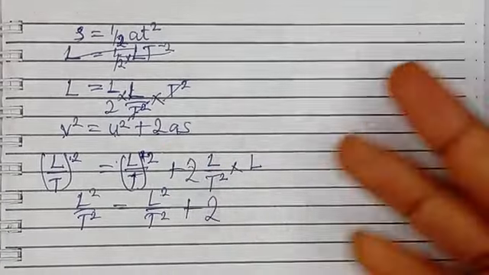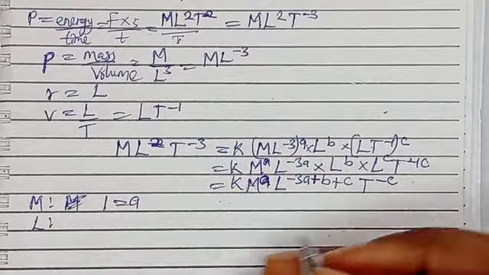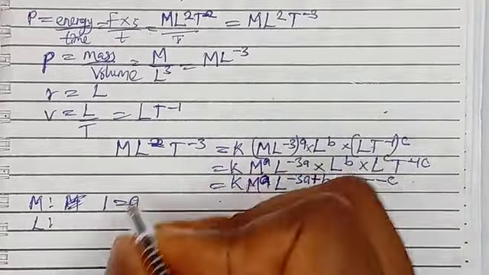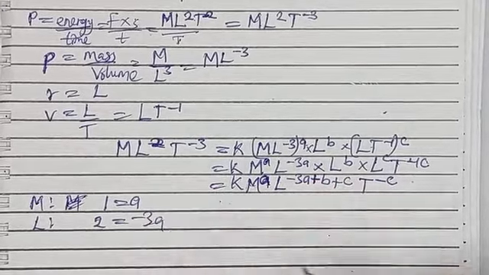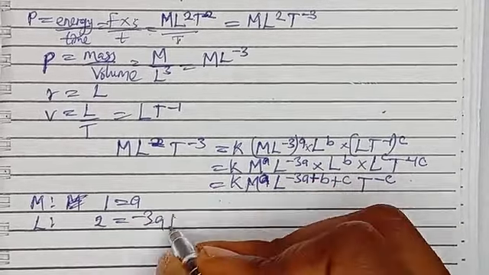Good. So comparing the powers of the length, we have that on this side, length is raised to power 2 is equal to, length here is minus 3A plus B plus C. Now we have so many unknowns. Let us just leave it as this. Now for time, it is raised to power minus 3 on this side. Okay, so minus 3 on this side is equal to minus C on this side. So we can see minus cancels minus, that C is already 3. So we have that C is equal to 3.